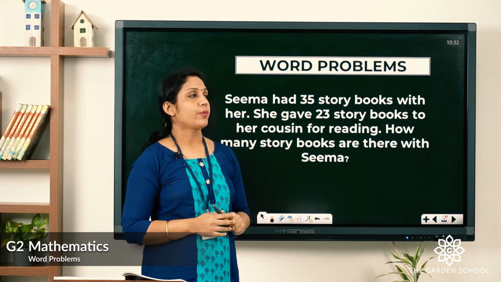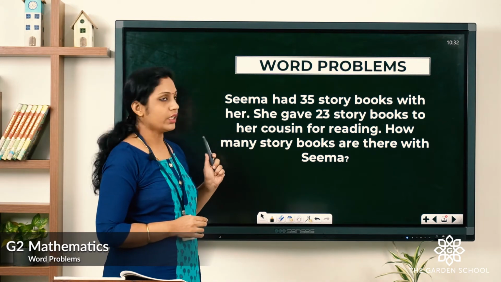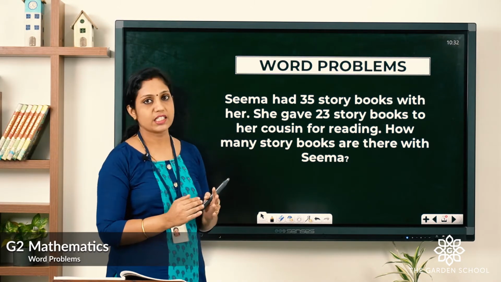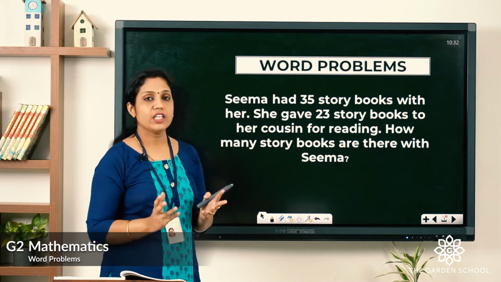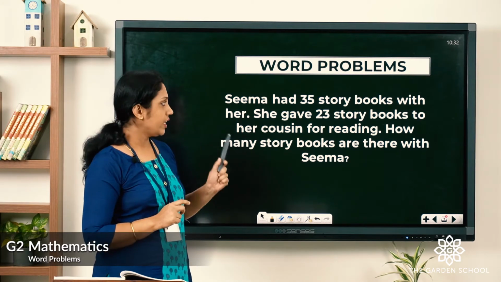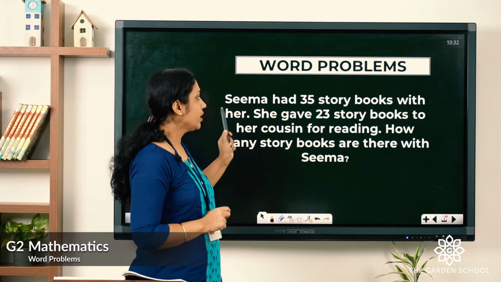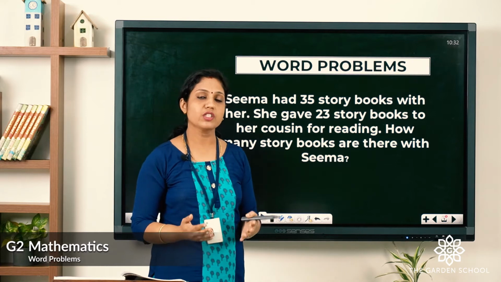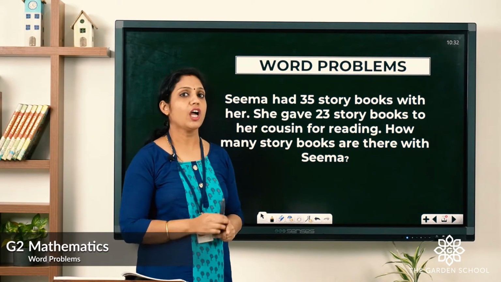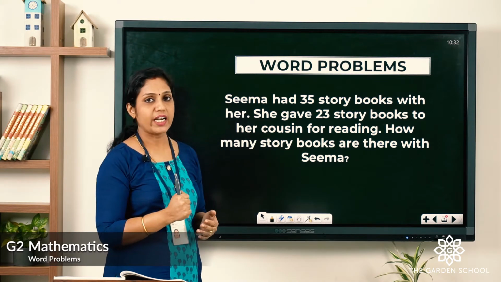Let's check another word problem. Seema had 35 storybooks with her. She gave 23 storybooks to her cousin for reading. How many storybooks are there with Seema? Here, read the sentence properly. Seema had 35 storybooks and she gave away 23 books to her cousin. Now what we have to find out? We have to find out how many books are there with Seema. For that, how can we write the steps?